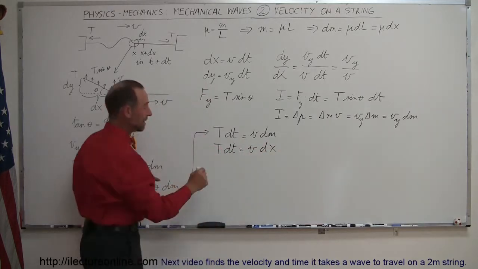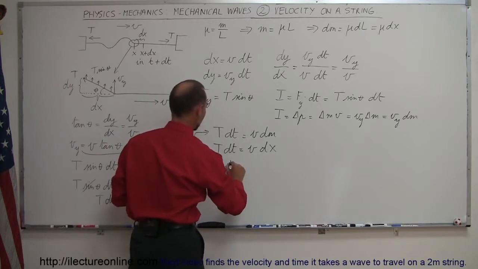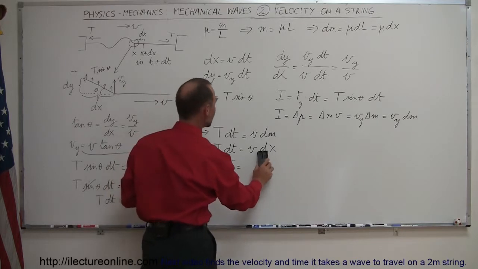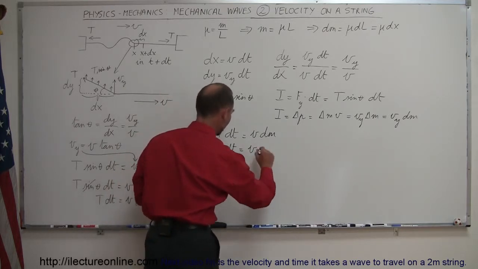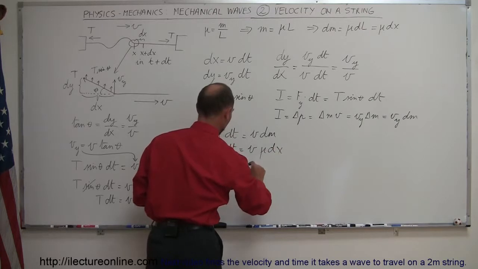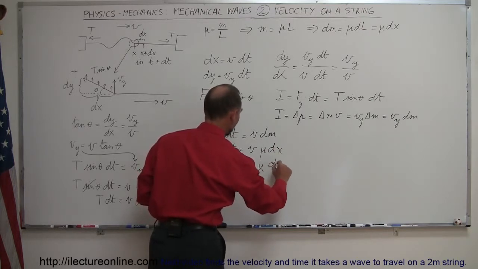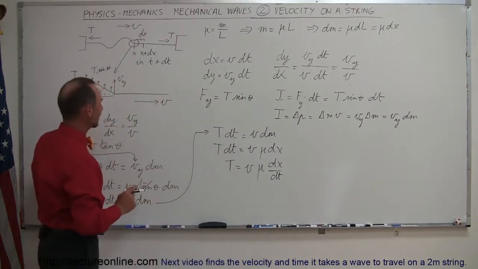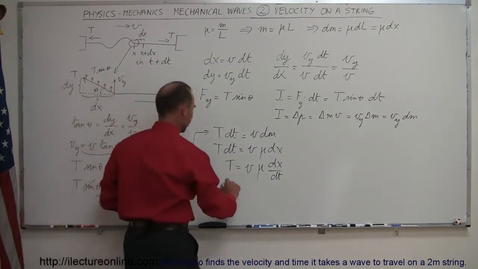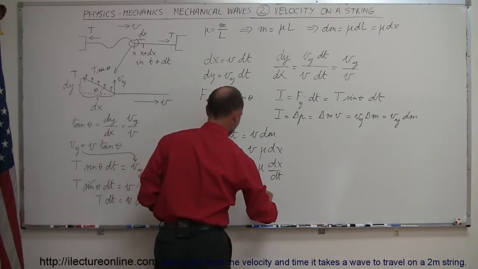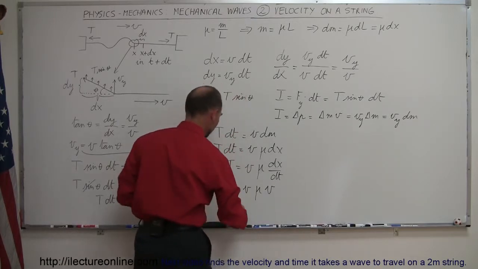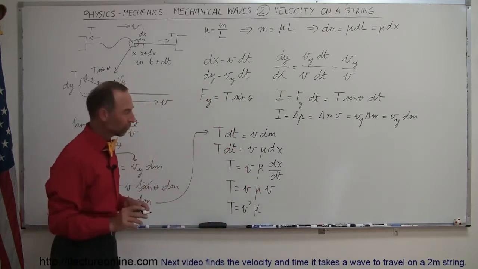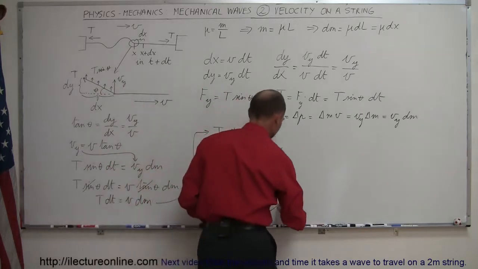Now I'm going to bring my dt over here. So now I get T is equal to, oh, I'm missing something. It's v times mu dx. Can't forget my mass per unit length. There we go. So now we have this as v times mu times dx/dt. Now, of course, what's the definition of dx/dt? That's, of course, the velocity in the x direction. So we have T is equal to v times mu times v again, or T is equal to v squared mu. So since we're looking for the velocity of the wave, we're going to solve this for v.